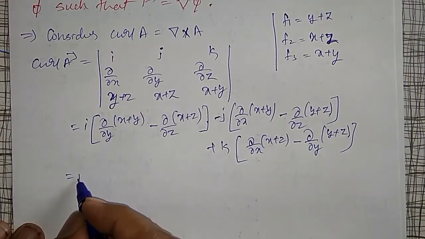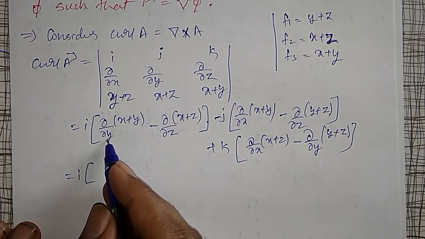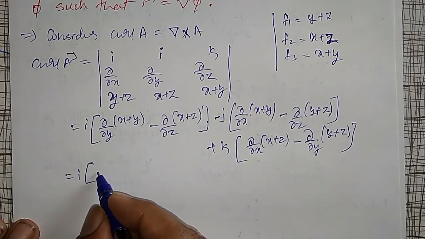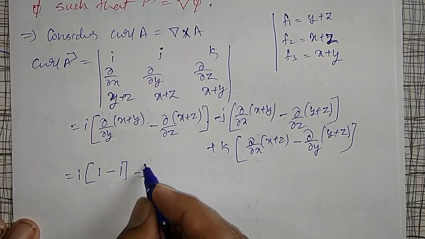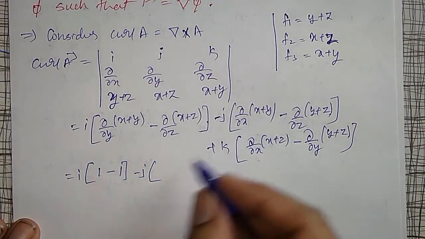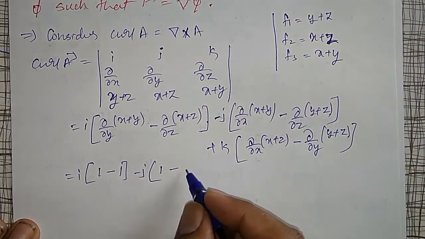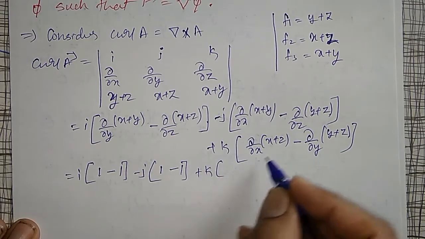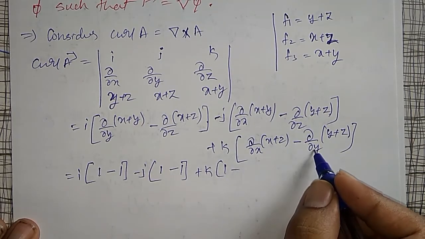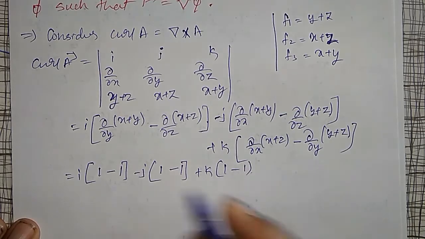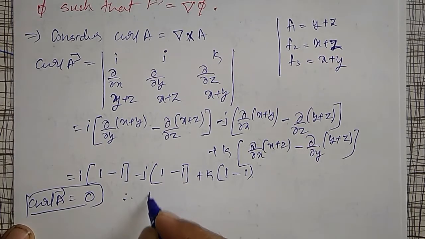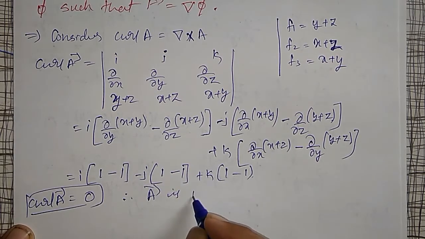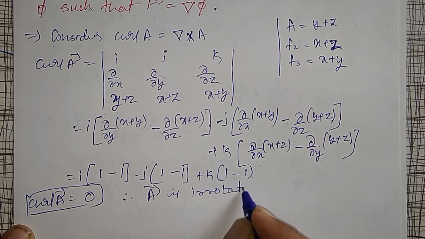Simplifying this, i into the partial derivative of x + y with respect to y will become 0 + 1, minus 1, minus j into the partial derivative with respect to x will become 1, minus with respect to z will become 1, plus k into the partial derivative with respect to x will become 1, with respect to y will become 1. Therefore, it is 0. Curl of vector A is equal to 0. Therefore, vector A is irrotational, I can write.